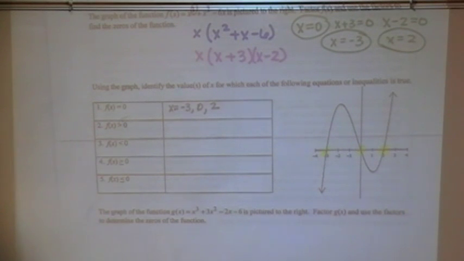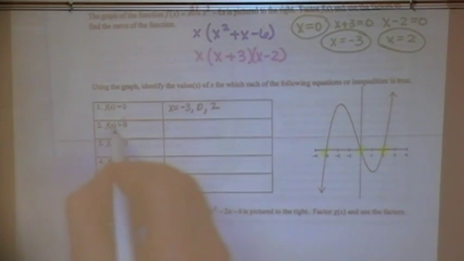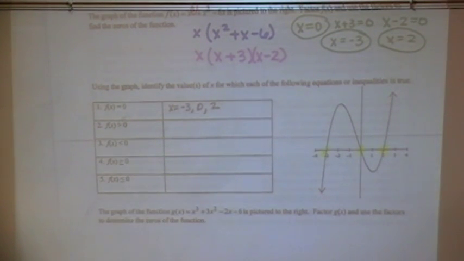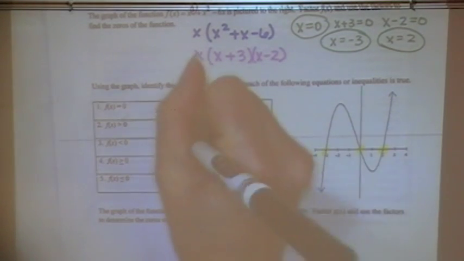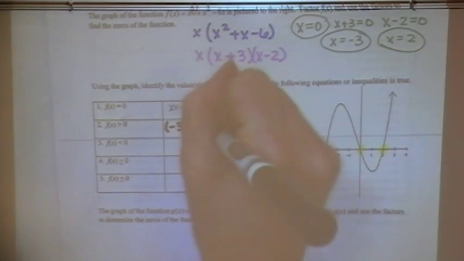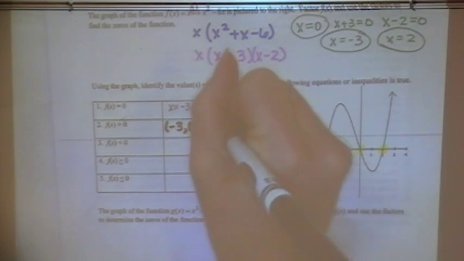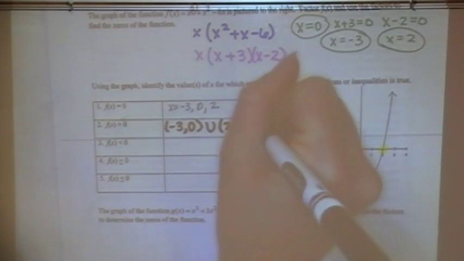The next question, where is the function greater than 0? That would be where it is above the x-axis. It's above the x-axis in 2 different spots, from here to here, and then again here. Now, it just asks me above. It does not say greater than or equal to. It just says greater than. So no brackets this time. It's greater than from -3 to 0, and then again, in union with 2 to infinity.